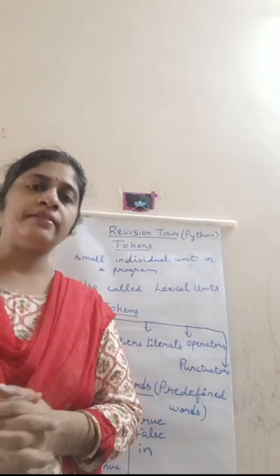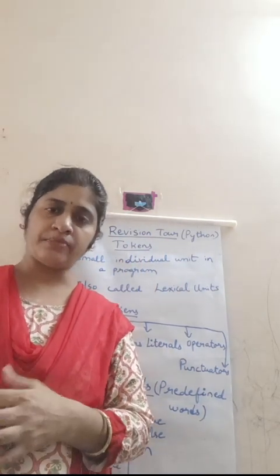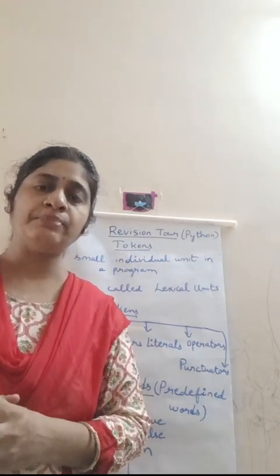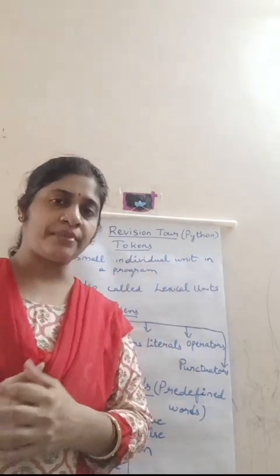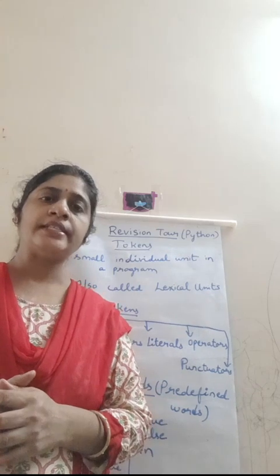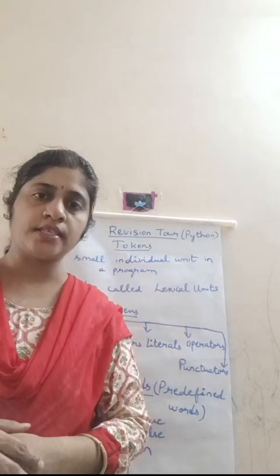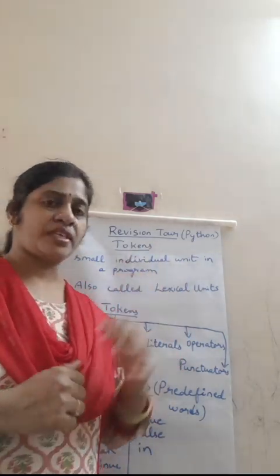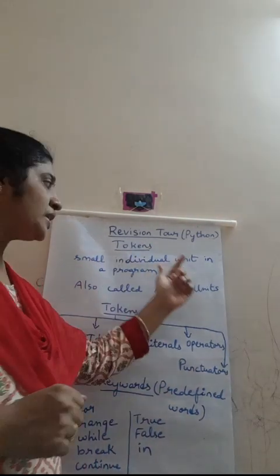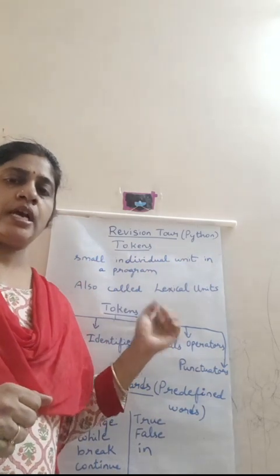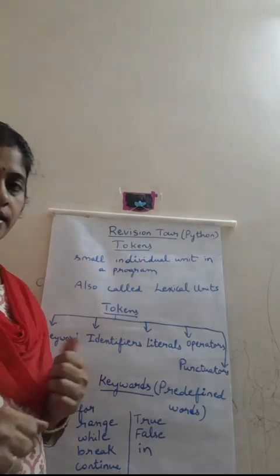Now we will begin with the revision tour. This is the very first chapter from the book Computer Science with Python, and the author is Sumita Arora. Let us start with the first topic. What are tokens? Tokens are nothing but small individual units in a program. A small individual unit in a program is called a token.